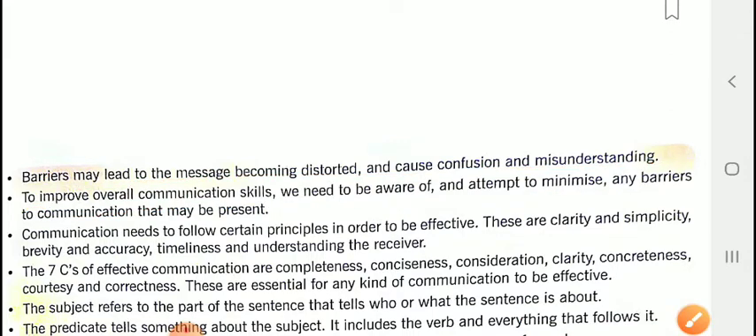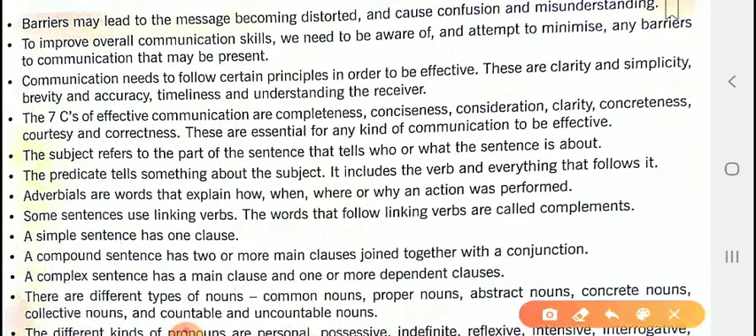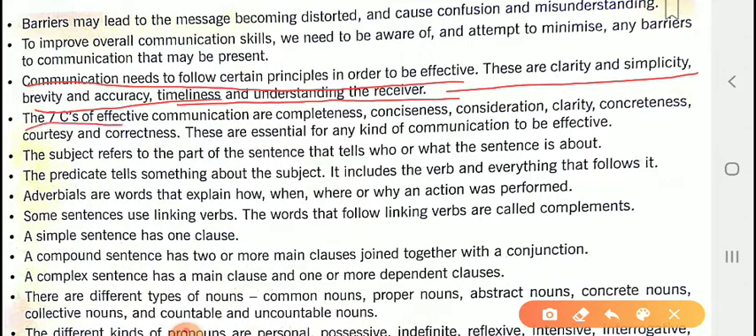Communication needs to follow certain principles in order to be effective. These are clarity, simplicity, brevity, accuracy, timeliness and understanding of the receiver. Then the 7 C's of effective communication: completeness, conciseness, consideration, clarity, concreteness, courtesy and correctness. These are the essential elements of effective communication.